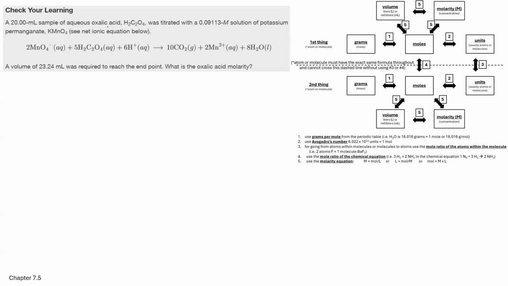A 20 mL sample of aqueous oxalic acid was titrated with a 0.09113 molar solution of potassium permanganate, KMnO4. This is the net ionic equation they came up with. And they tell you a volume of 23.24 was required to reach the endpoint. What is the oxalic acid molarity?